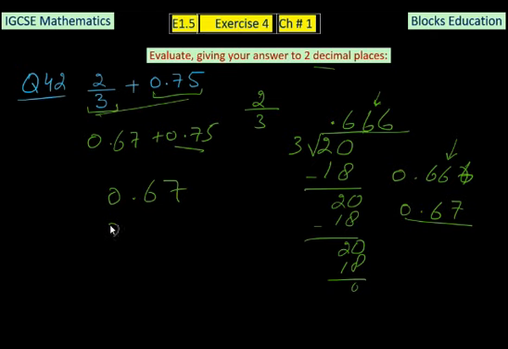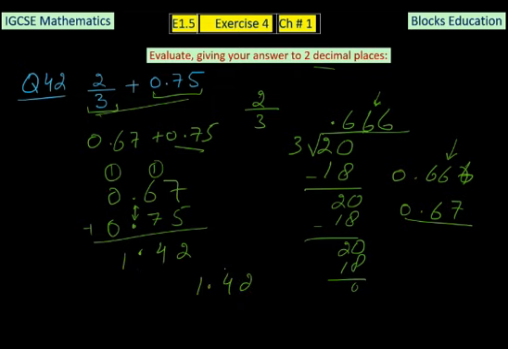So we will write like this: the decimal should be in line, on top of each other, 0.75. Now you can add them because we can see they are adding these two numbers. So 7 plus 5 is 12, 2 and 1 carries, and 6 plus 7 is 13, 13 plus 1 is 14, 4 and 1 carry, and decimal will be as it is, and 0 plus 0 plus 1 is 1. So the answer is 1.42, and this is correct to 2 decimal places.